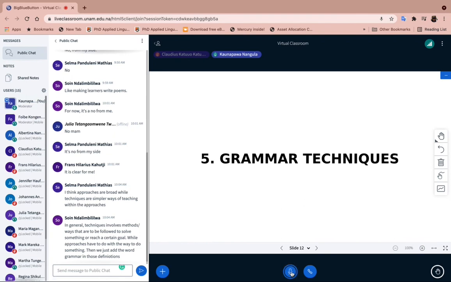Okay, in general, techniques involves methods or ways that are followed to solve something or reach a certain goal, while approaches have to do with the way to do something. Then we just add the word grammar to the definition. All right, good try. I like the thinking. I mean, you really are thinking about this answer. Thank you very much for your contribution.